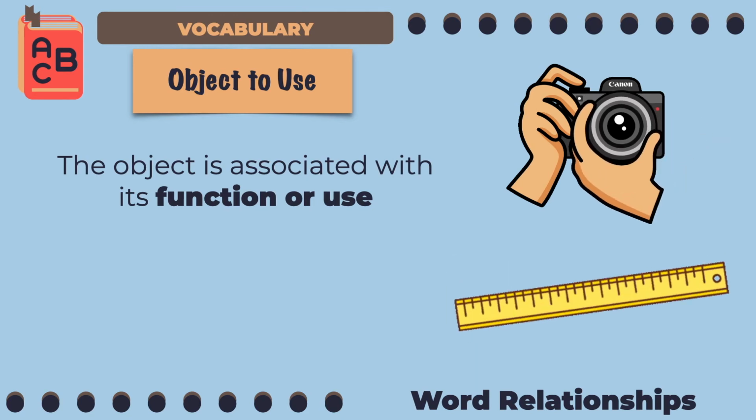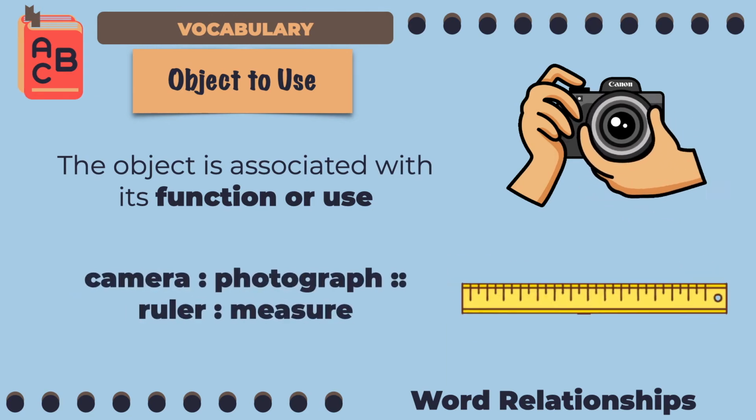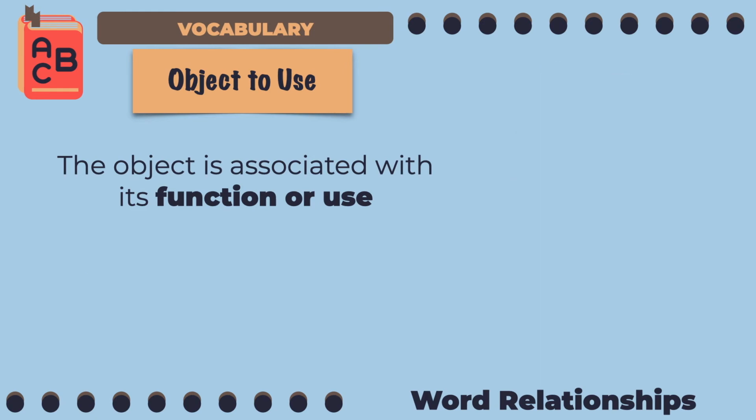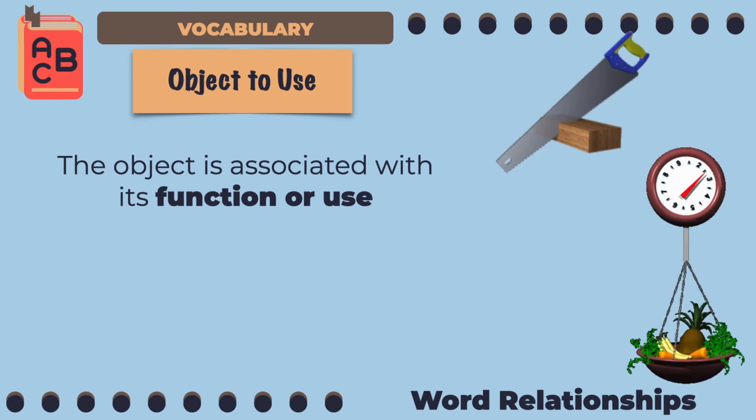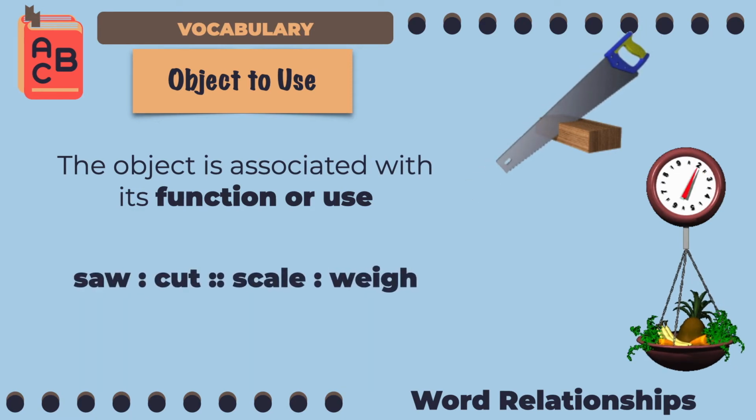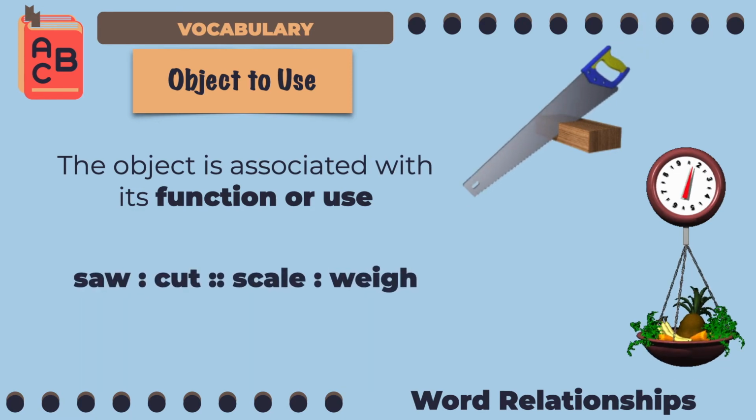If we write this analogy, we have camera is to photograph as ruler is to measure. For the next analogy, look at these. A saw's purpose is to cut, while a scale's purpose is to weigh. Hence, if we write out this analogy, we have saw is to cut as scale is to weigh.